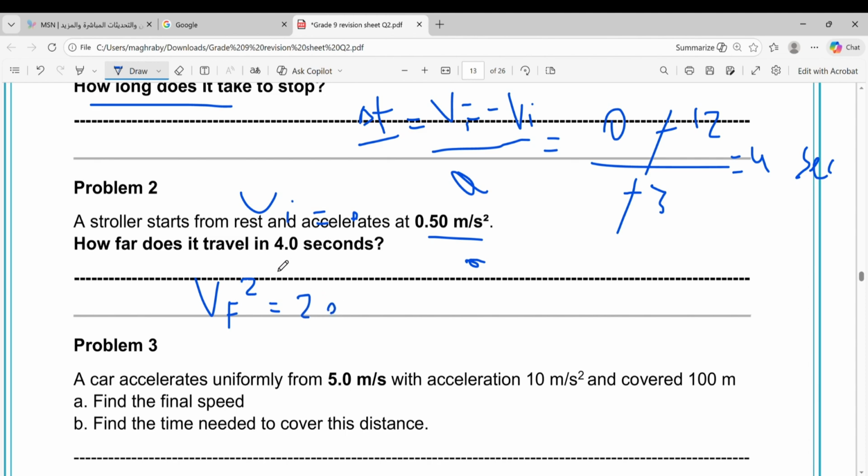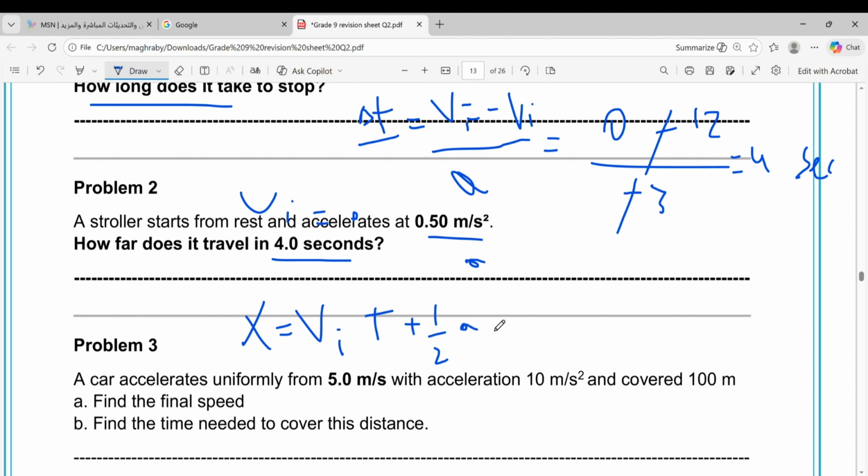But here we have the time. I didn't see the time at first. So okay, the time exists, so we're going to use something else. He's asking about how far, and we already have the time, so we can use this equation. X is equal to, we have v initial and v final, right? No, we don't have the v final. So we have to write the second one: v initial t plus half a t square.